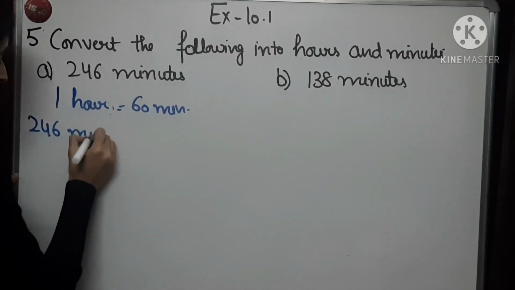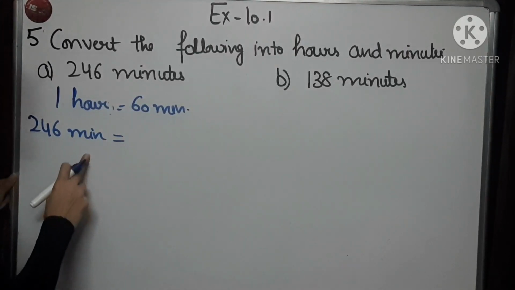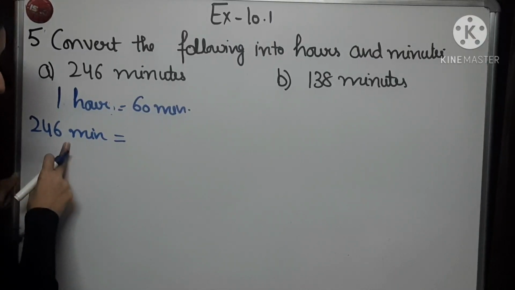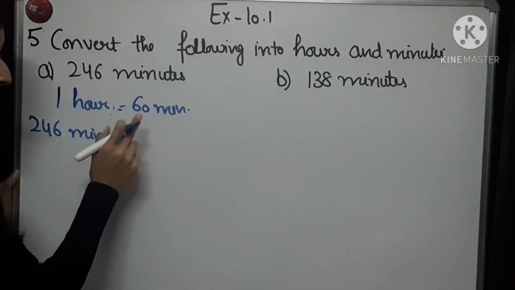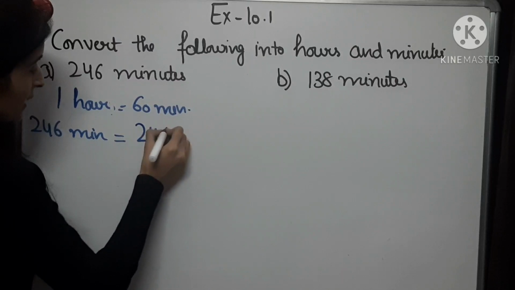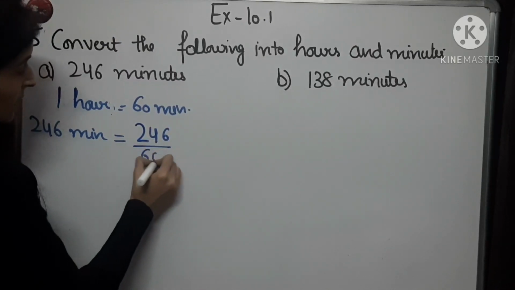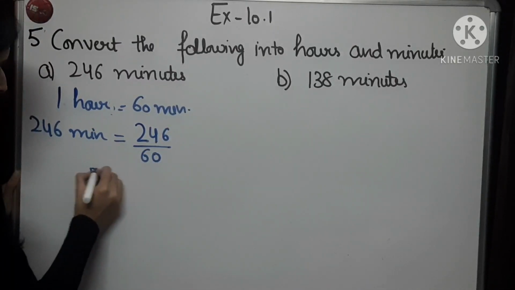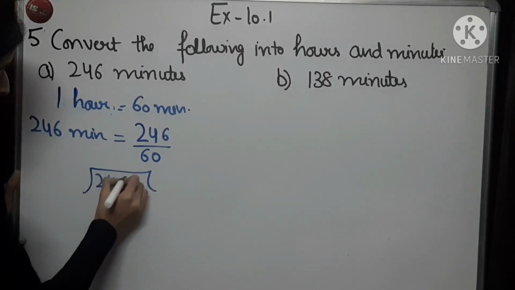246 minutes will be equal to how many hours? For converting minutes to hours, we are going to divide the number of minutes by 60. And the number of minutes are 246. So we are going to divide this by 60. So let us start dividing.